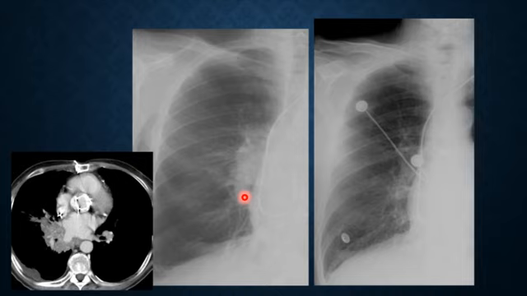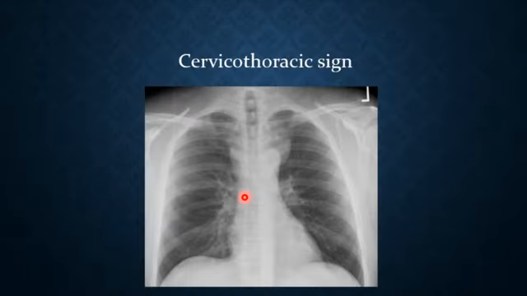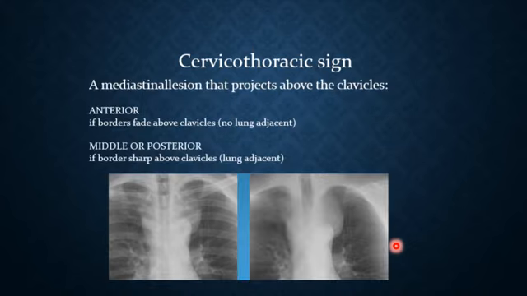Now, another sign that is also very important for us in daily practice is the cervicothoracic sign. Cervicothoracic sign, what does it mean? Did anyone have any idea? Any mass above the clavicle is posterior? Any mass extending above the clavicle is not posterior.